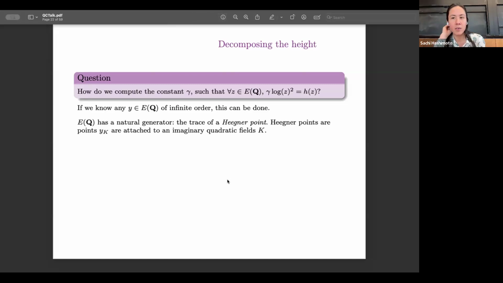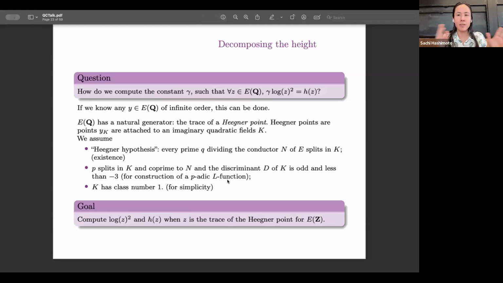And also one thing you might notice is that the rational points of our elliptic curve actually do have a natural point of infinite order, which is the trace of a Heegner point. So Heegner points are points, I'll call them y_K, that are attached to imaginary quadratic fields, K.